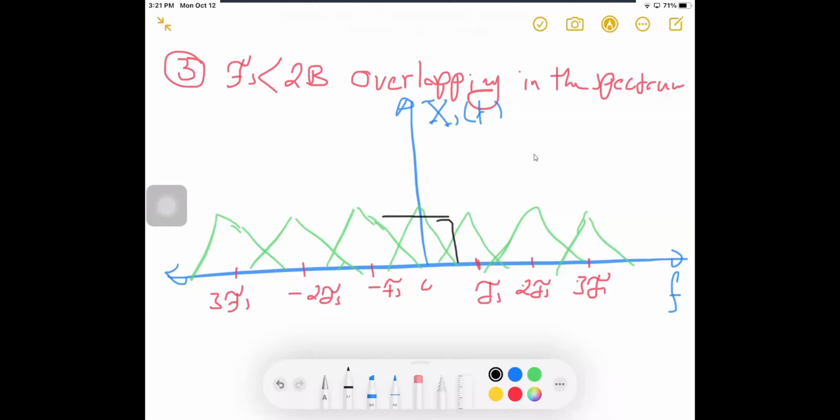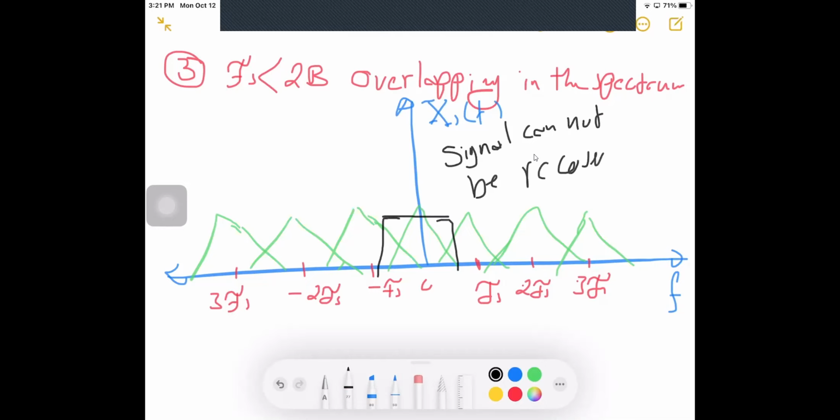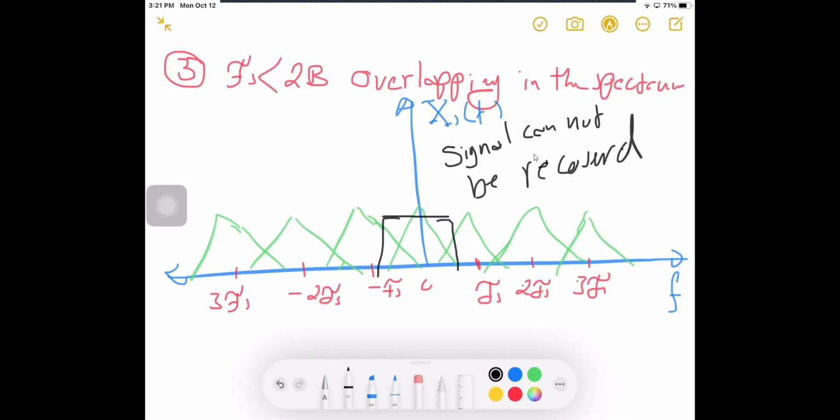Now, if you are going to recover the original signal, again here we are going to use a low pass filter. Unfortunately, this time the low pass filter will recover the original signal plus some sidebands from the nearby replicas. So in the third case, the original signal cannot be recovered. Okay, and this case is called aliasing or spectrum overlapping.